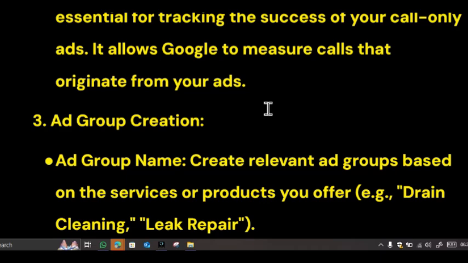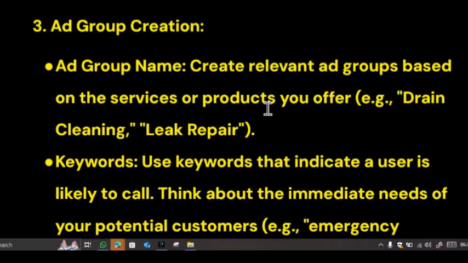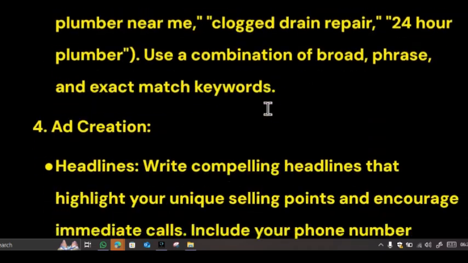Next step is the ad group creation. You need to create relevant ad groups based on the services or products you offer, for example, drain cleaning or leak repair. Then use keywords that indicate a user is likely to call. Think about the immediate needs of your potential customers, for example, emergency plumber near me, clogged drain repair, 24-hour plumber. So use a combination of broad, phrase, and exact match keywords.